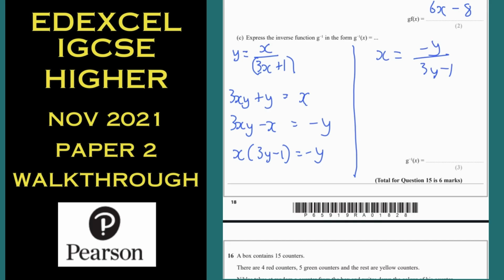But that's not how your answer looks. I'm sure your teacher has nagged you. The final step for inverse functions is your y's become x's, your x's become y's, for reasons I'm sure they've gone into that you've now forgotten. So for now, just go with it. It's minus x over 3x minus 1. Or as I say, if you group your x's to the right-hand side, all signs will change.